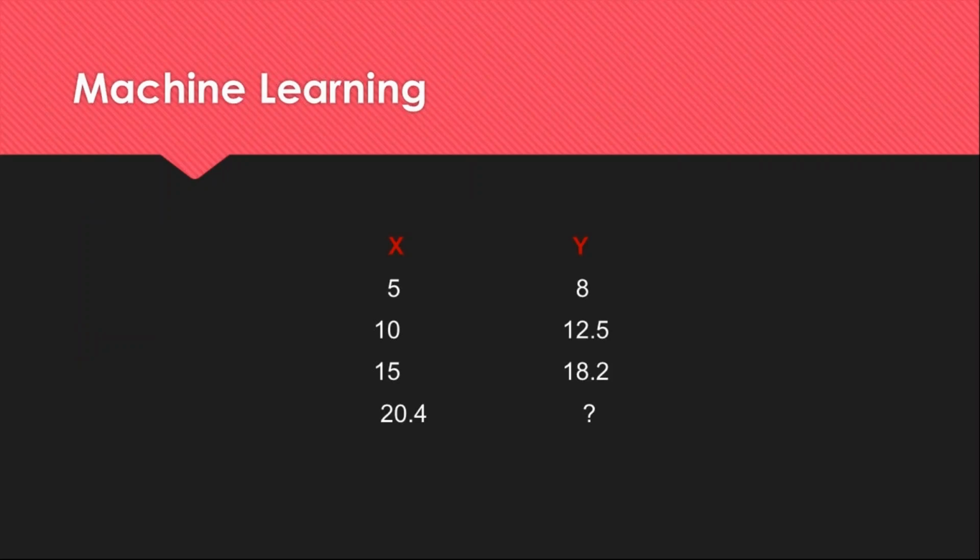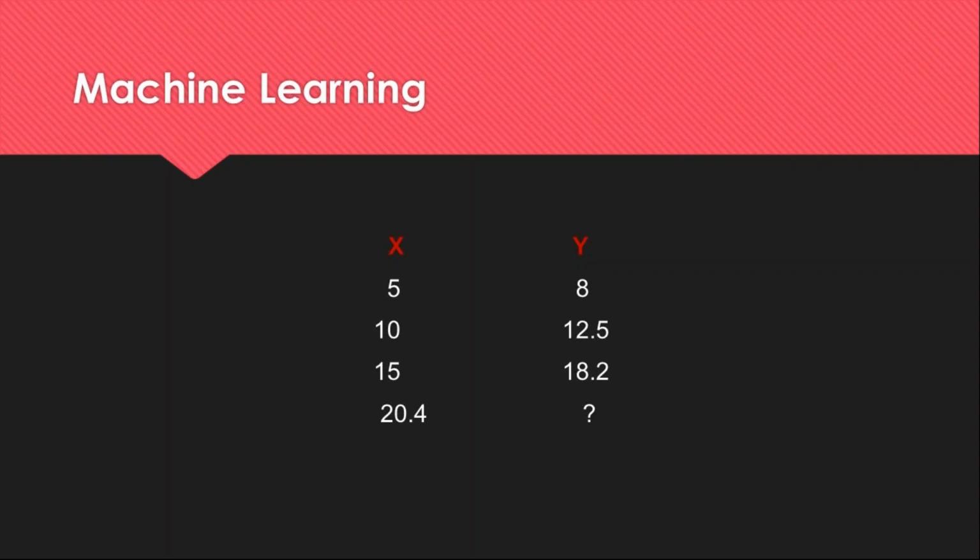So this is called machine learning: learning from user data and learning from experience. Let's take one more example. There is some x value and some y value. When x equals 5, then y equals 8. When x equals 10, then y equals 12.5. When x equals 15, then y equals 18.2. Then when x equals 20.4, what will the value of y be?